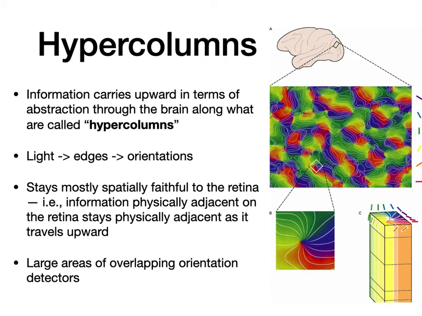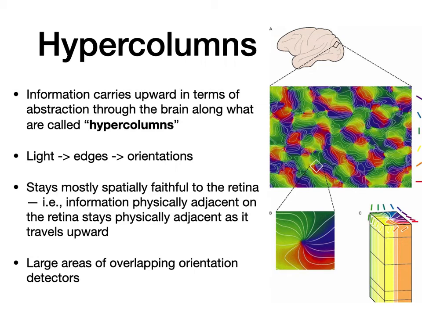That's not the way it stays forever. The further up we go, the more diffuse and less related to the exact physical location they get. But there are these large areas of overlapping orientation detectors. So that carries upward into the brain.